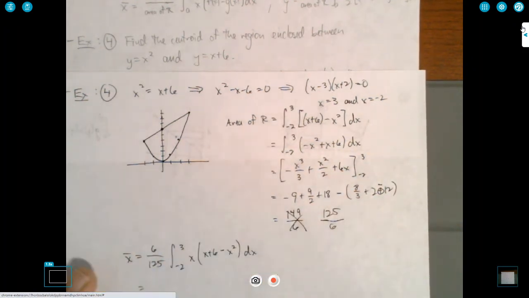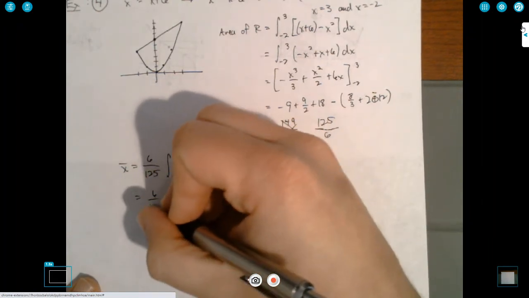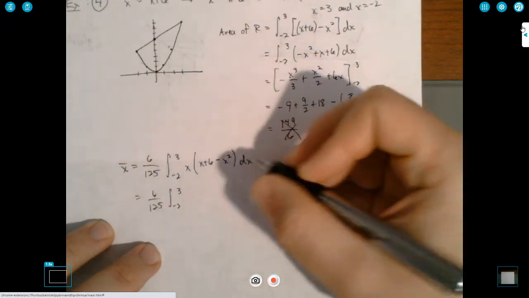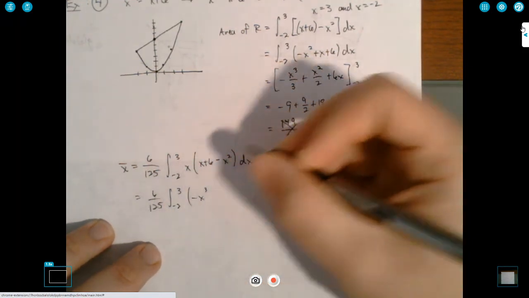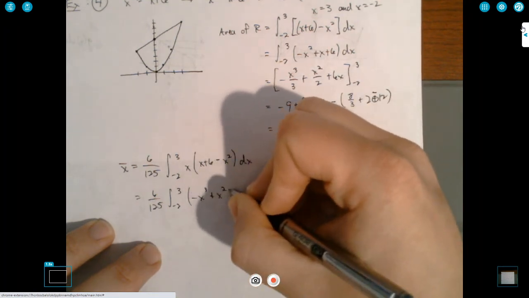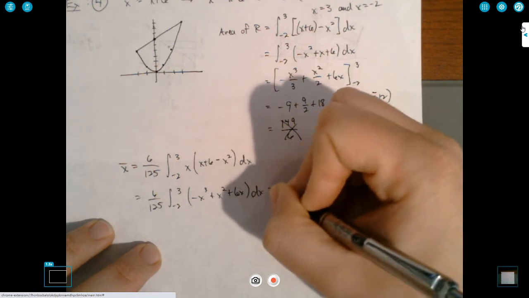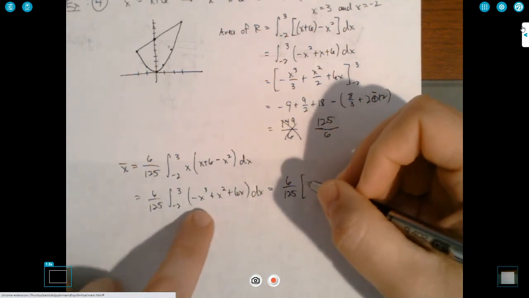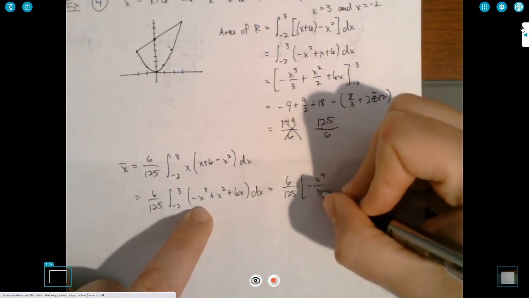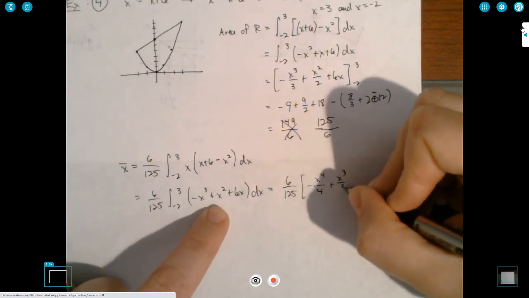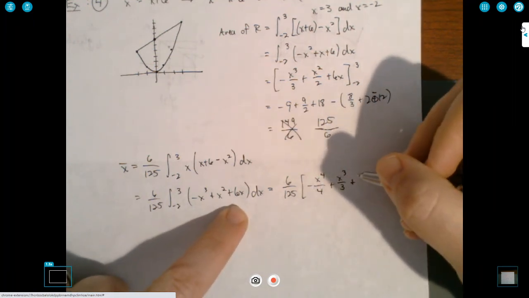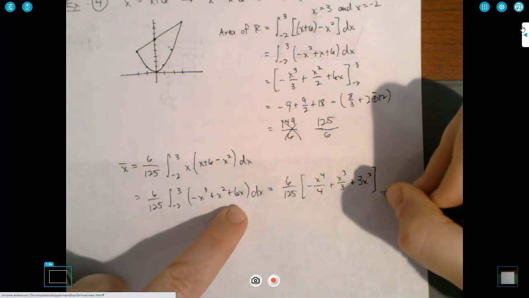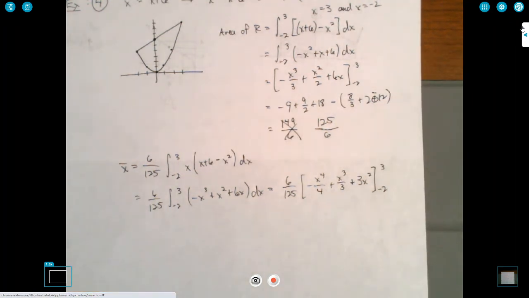So we'll continue with our calculation. 6 over 125 times the integral from negative 2 to 3 of negative x cubed. I'm rewriting in descending order as I go. So plus x squared plus 6x. That's going to be 6 over 125 times negative x to the 4th over 4 plus x cubed over 3 plus, this would be 6x squared over 2, so 3x squared, from negative 2 to 3. I better use my calculator.